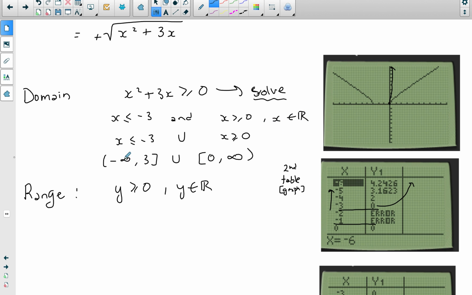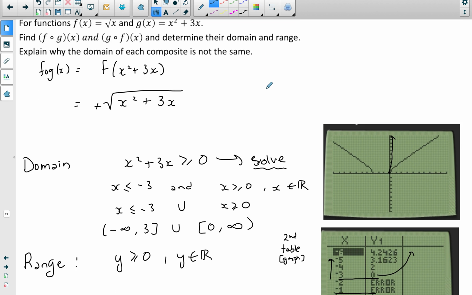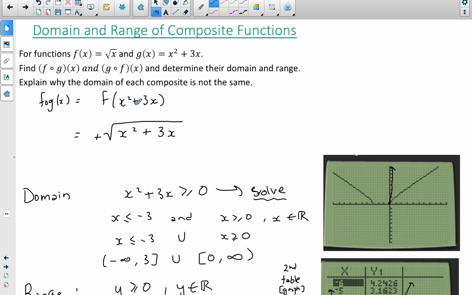So hopefully this was useful, and then you can take all of that we did into account and explain why the domain of each composite is not the same. It's because with composite functions, the order matters, so the domain and range will not be the same. It depends on the function order.